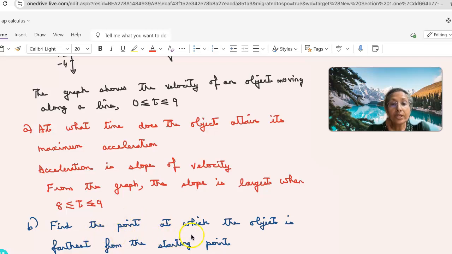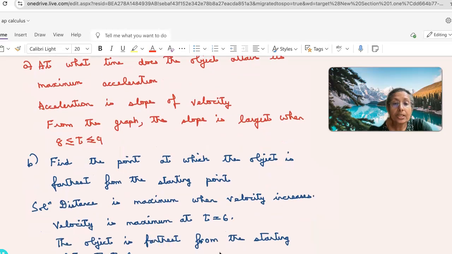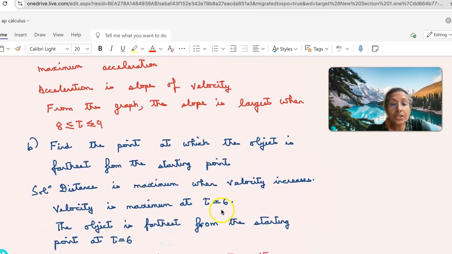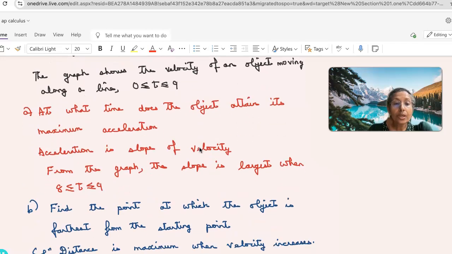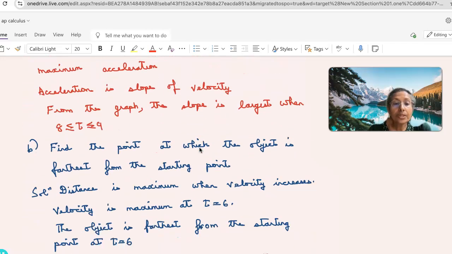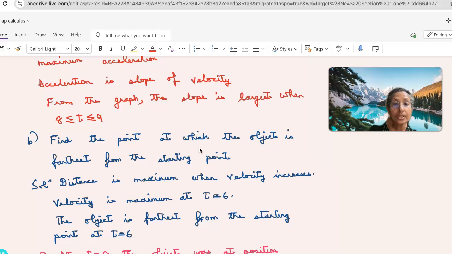The next question is find the point at which the object is farthest from the starting point. Distance is maximum when velocity changes from positive to negative, and that is at t equal to 6, you can see here, because after that it is negative. So the object is farthest from the starting position at t equal to 6.